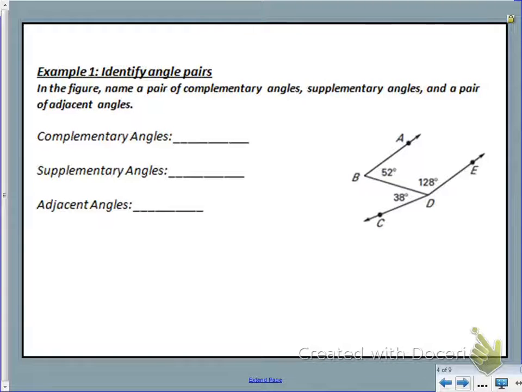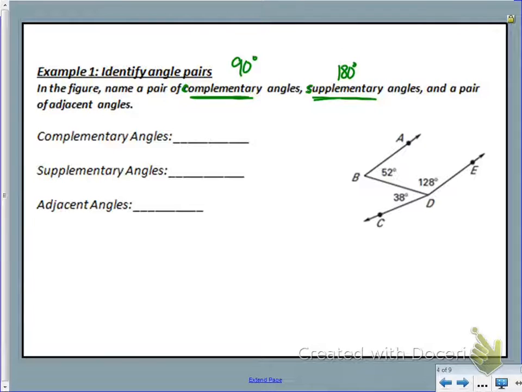All right, example 1. In the figure, name a pair of complementary angles, a pair of supplementary angles, and a pair of adjacent angles. All right, so we know that complementary angles and supplementary angles add to either be 90 or 180. The way I remember the difference is complementary, the letter C comes in the alphabet before the letter S. So C goes with the smaller degree measure, and the letter that comes later in the alphabet goes with the larger degree measure. So if you're kind of unsure about which one's adding to be 90 and which one's adding to be 180, that might be a helpful tool in remembering.